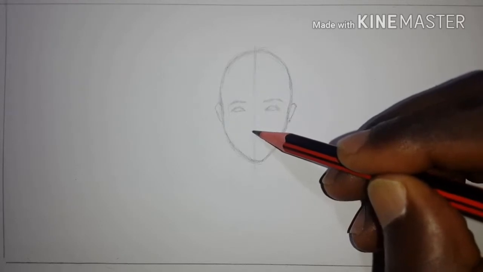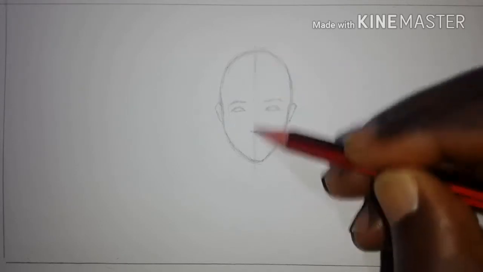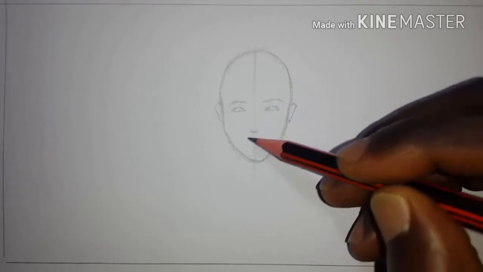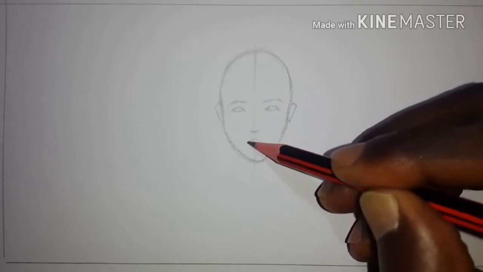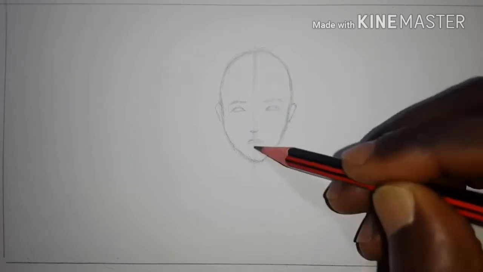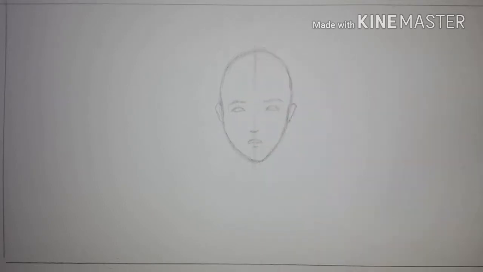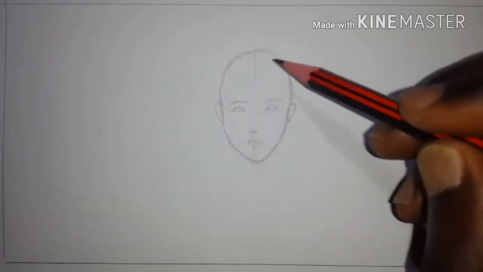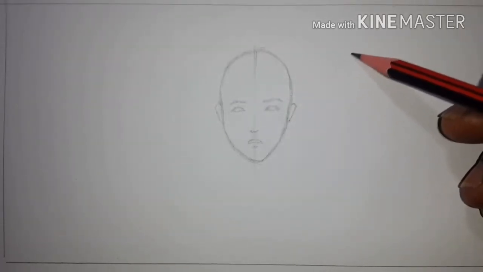Then the middle part of the nose also falls along this line. And then the middle part of the mouth is also falling along this line. So you see, you've got the face that is facing directly at us. So the next angle is when we are seeing the head sideways.